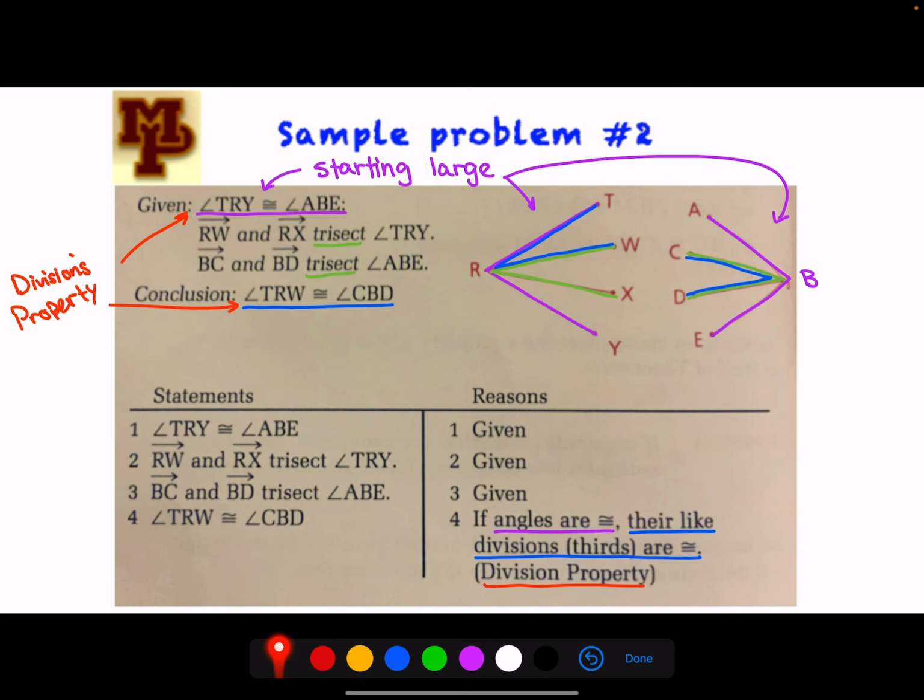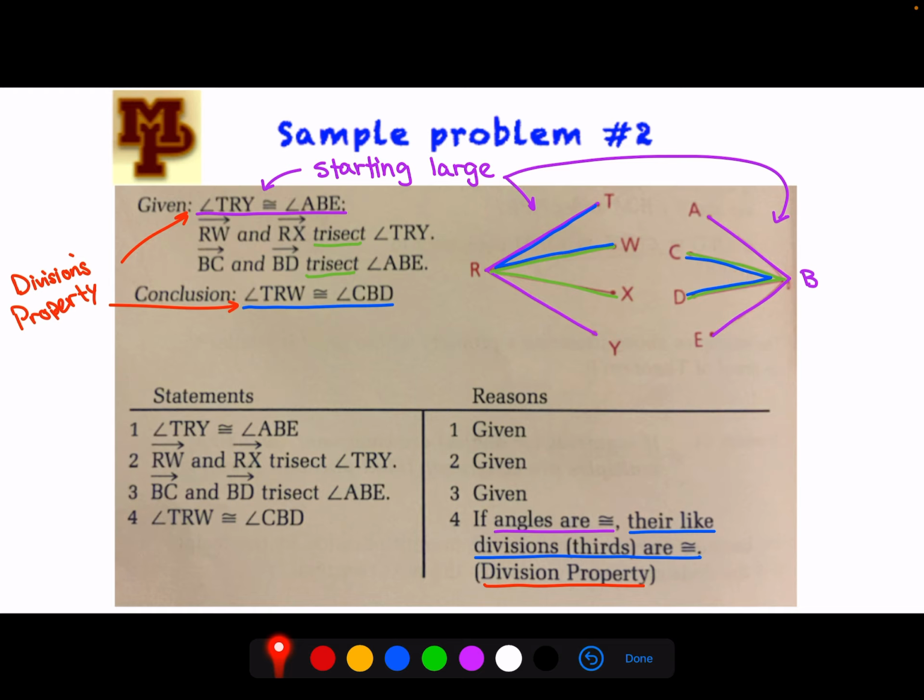All right, here's sample problem number 2. Same type of thing. The first thing we look for is the word trisect, bisect, or midpoint written twice. And we see it written twice right here, trisect. From here, I look at my other given information. So they gave me angle TRY is congruent to angle ABE. So these 2 big purple angles that fill up all the other angles in there. So they give us large angles to begin with. What are they trying to have us prove? Well, angle TRW, this blue angle, is congruent to angle CBD, this blue angle.